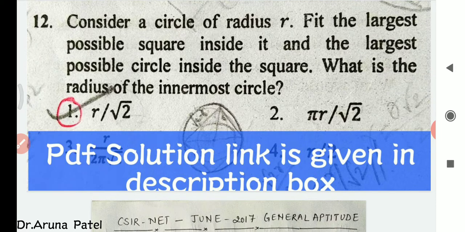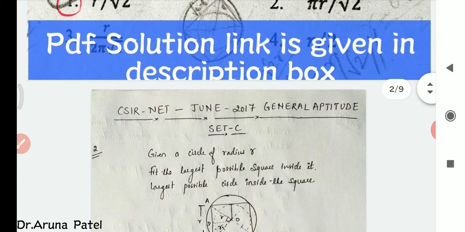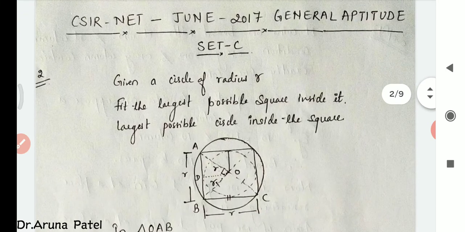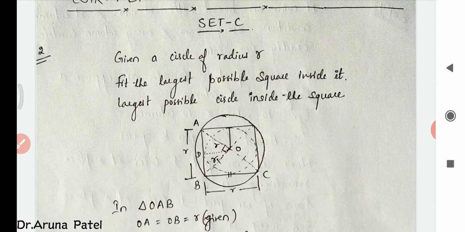Consider a circle of radius r, fit the largest possible square inside it and the largest possible circle inside the square. What is the radius of the innermost circle? So here four options are given. Now see the solution. Given a circle of radius r, fit the largest possible square inside it and then the largest possible circle inside the square.